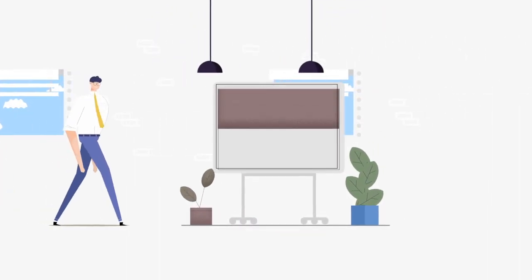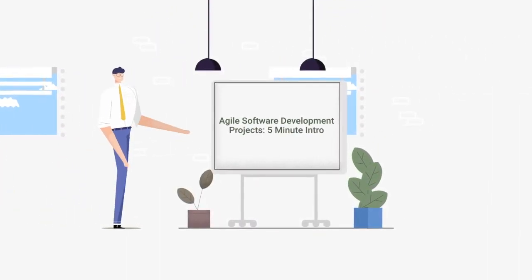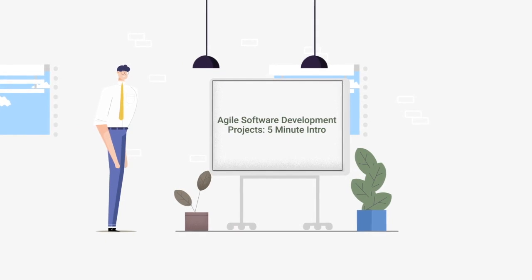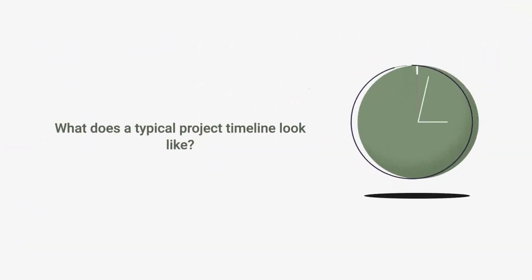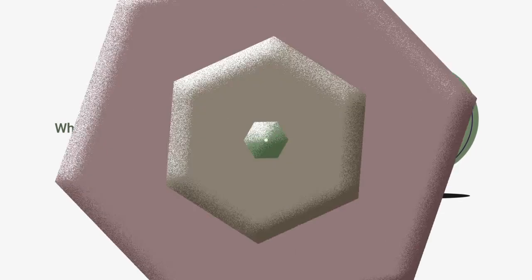In the next 5 minutes, we're going to have a look at the timeline of a typical Agile software development project. Let's get started. So, what does a typical timeline for an Agile software development project look like?